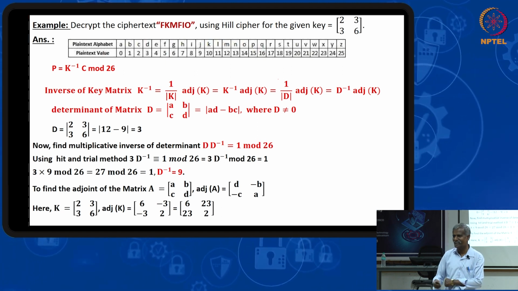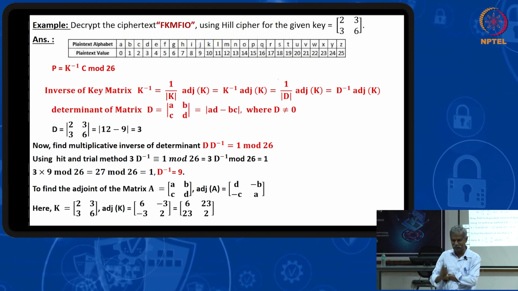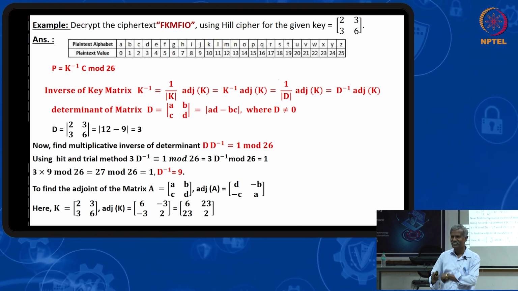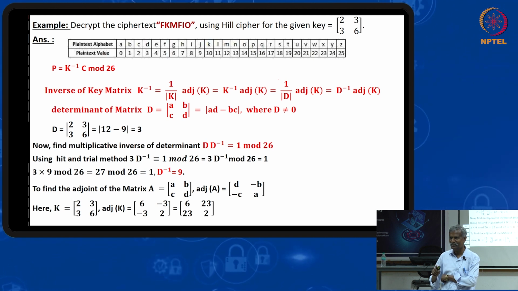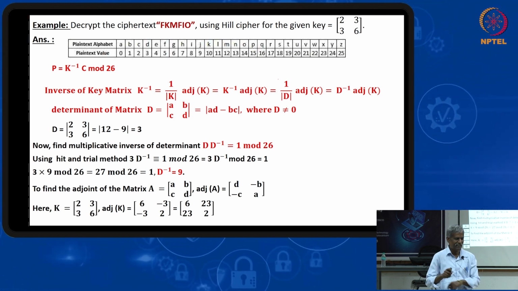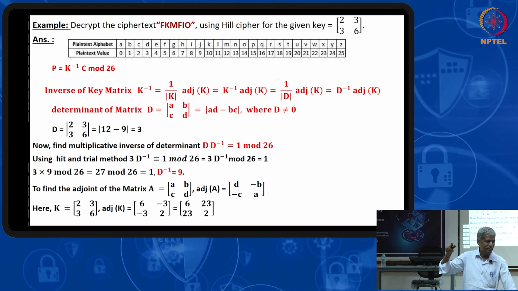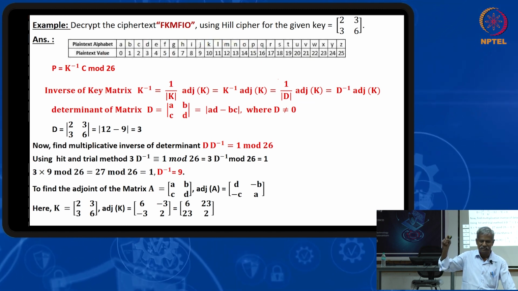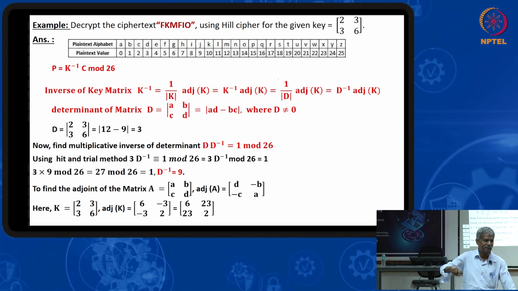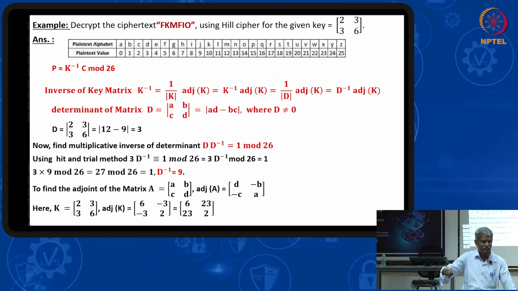Could anybody not understand this line? The inverse of 3 in modulo 26 algebra is 9. Everybody is able to understand. If you don't understand, you start with 3 into 1 mod 26. It is less than 26. 3 twos are 6, which is less than 26. Then 3 threes are 9, less than 26.